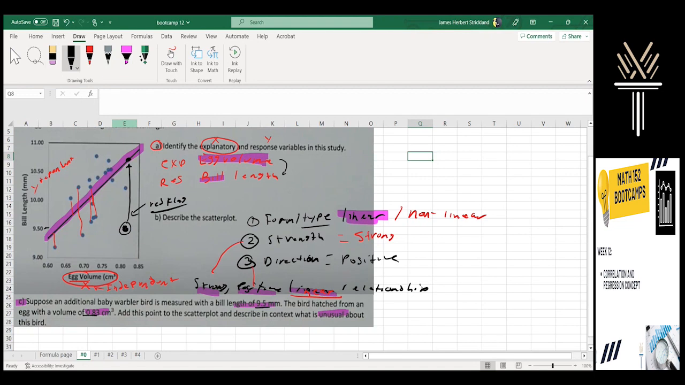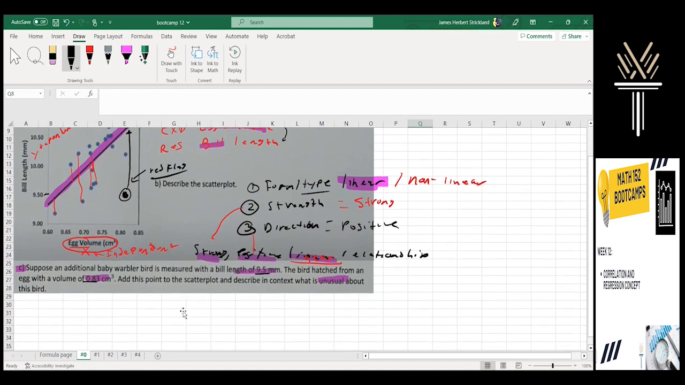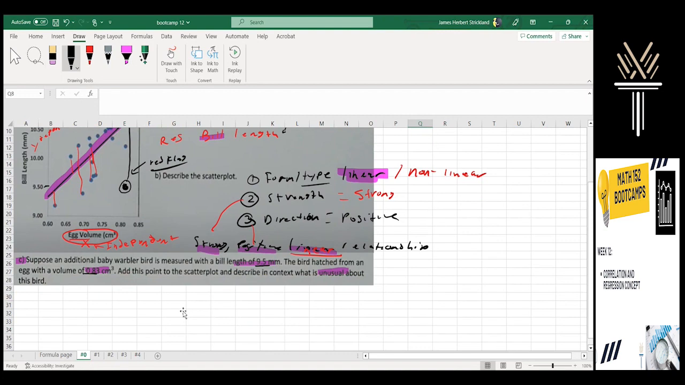Because that's way different. And so what's unusual about it, how we would just describe it for this class, because we don't need to do any kind of heavy analysis for this class, at least not for this unit, is that it is unusually low. It is way, way lower than what we would expect. We would expect birds of that size to have much bigger bills.